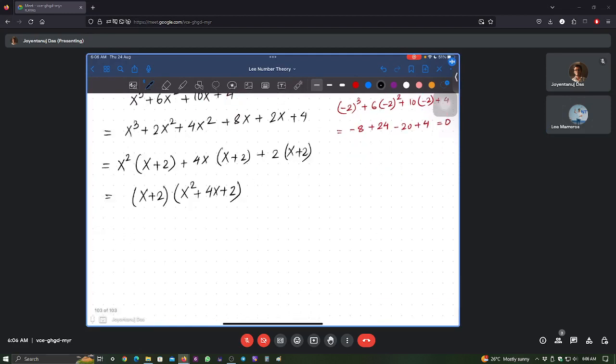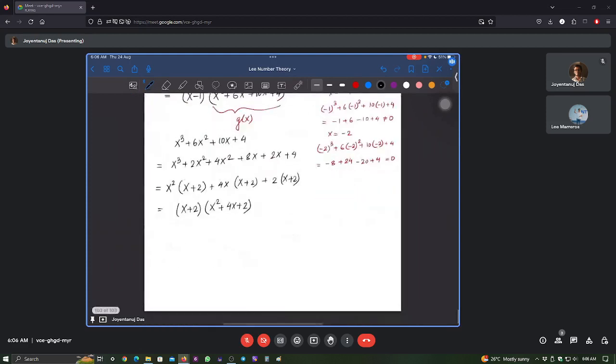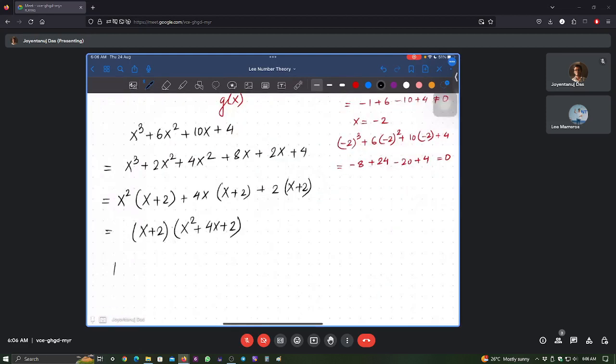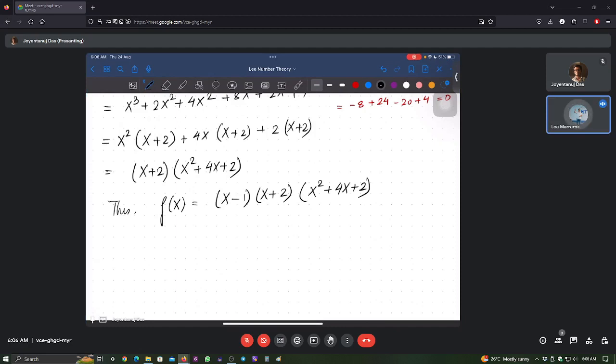Right. So suppose this initial equation, let us take for ease f(x). Then what I have is, f(x) is nothing but x minus 1 times x plus 2 times x squared plus 4x plus 2, right? Now what happens to x squared plus 4x plus 2? What are the roots? This we can easily find out, right?